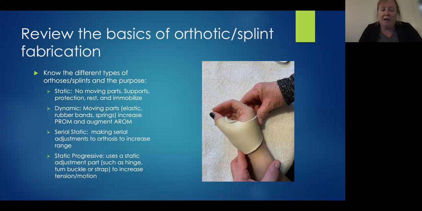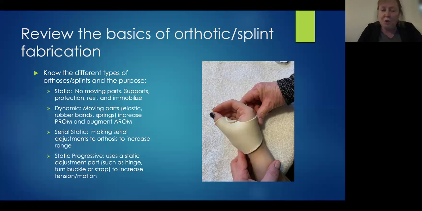When I think about a dynamic splint, it might be somebody who has a PIP joint flexion contracture, and I want to try to improve the passive range of motion to passively get it into full extension. I would use a dynamic PIP extension splint to help move that. So when I think dynamic splints, I often think of an orthosis that I would use to improve passive range of motion.